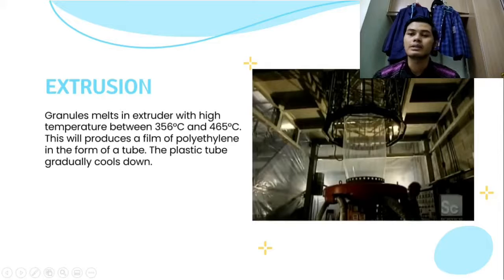The second one is extrusion. The granular will flow into the extruder and it will be melted at a high temperature, which is between 365 degrees Celsius and 485 degrees Celsius. When it melts, it will go down and form a tube shape.